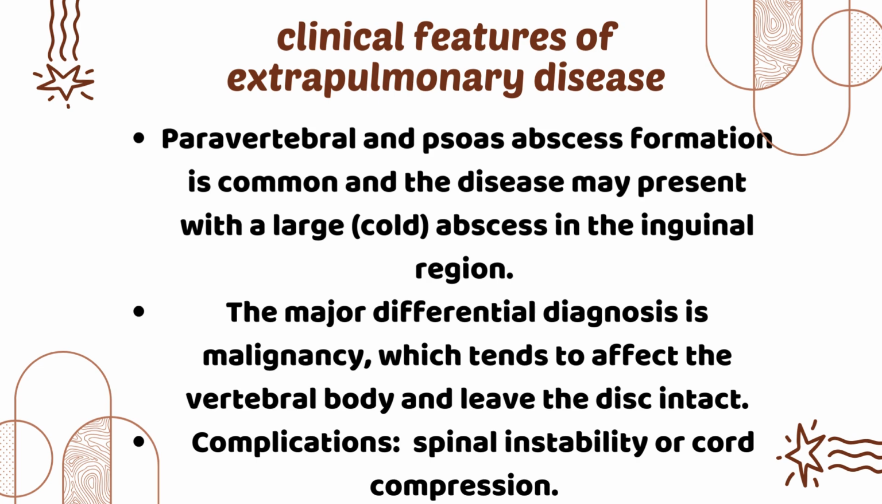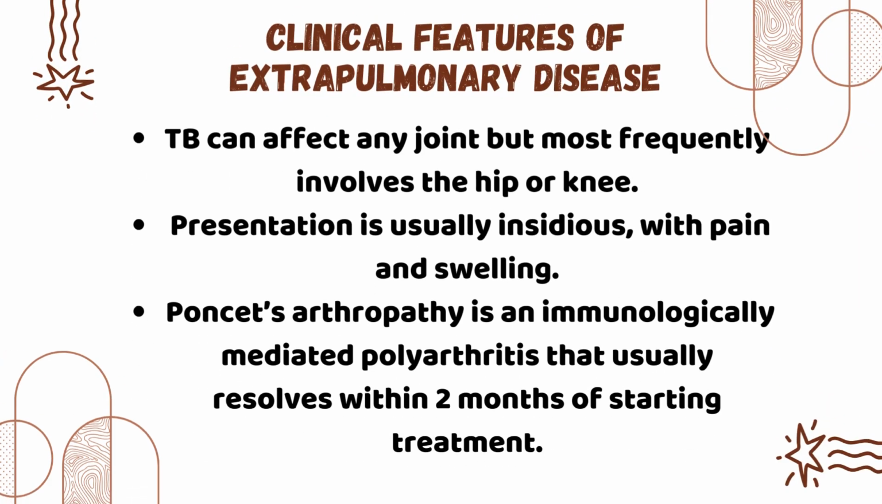Complications: spinal instability or cord compression. TB can affect any joint but most frequently involves the hip or knee. Presentation is usually insidious, with pain and swelling. Poncet's arthropathy is an immunologically mediated polyarthritis that usually resolves within 2 months of starting treatment.